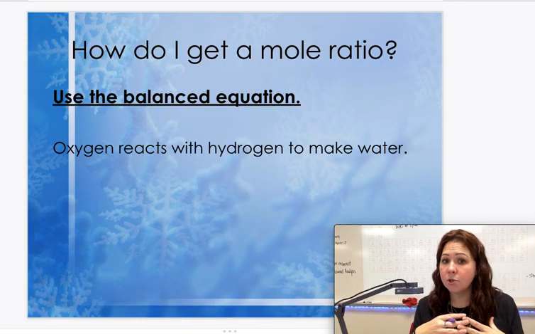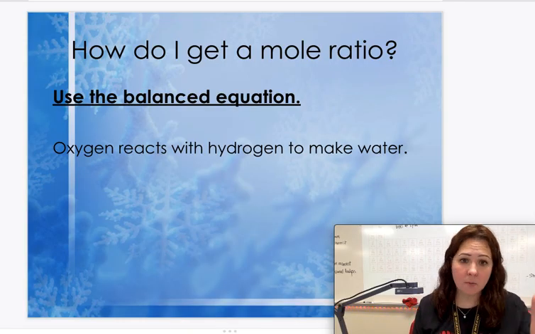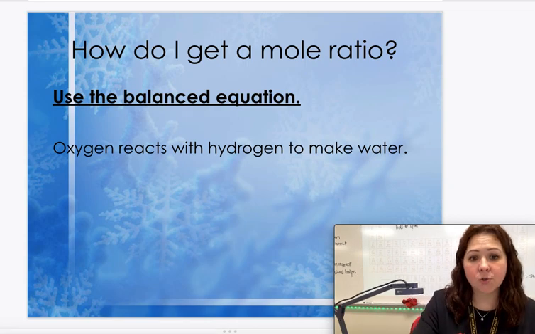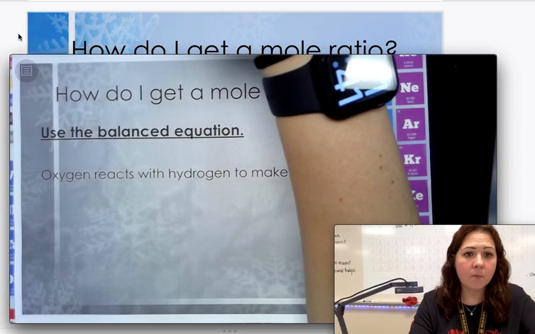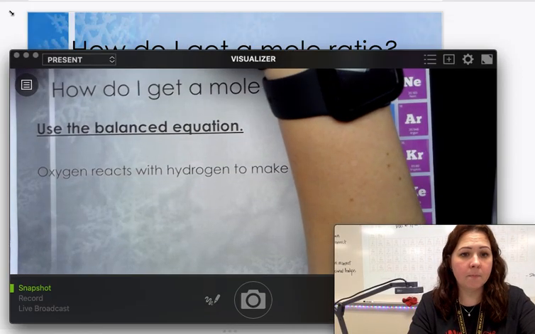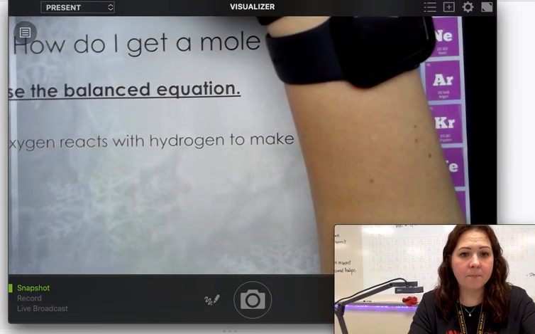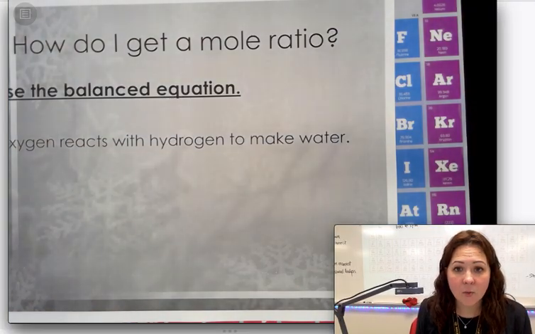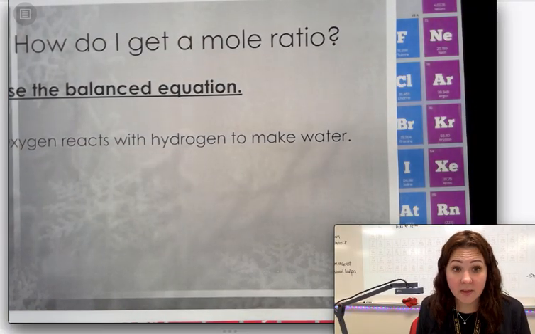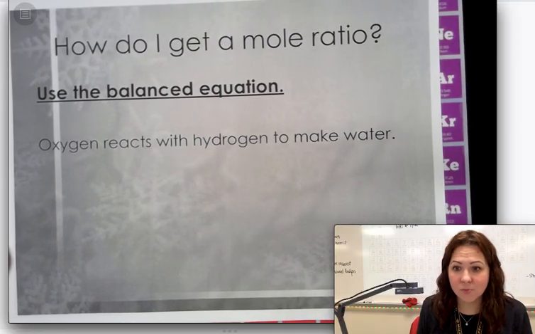So I'm actually going to switch over to my document camera to do this one that's up here on the screen. See if I can do this. There we go. I'm going to make this a little bit bigger because I have more screen. There we go. And in this problem, it says, how do I get a mole ratio? And the answer there is use the balanced reaction.